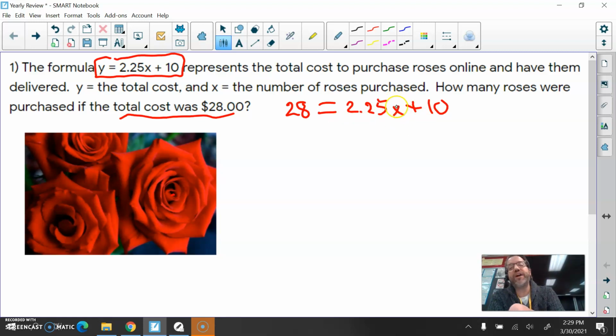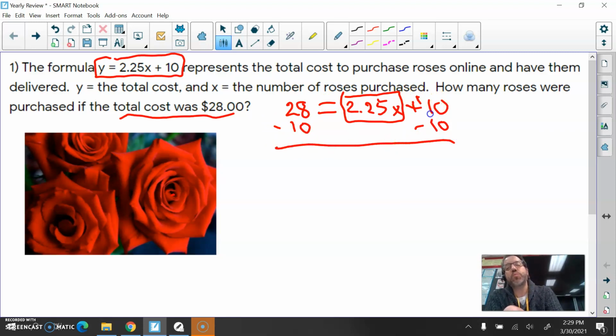We want to find out x, the number of roses. Let's get this part right here, 2.25x, to be by itself. I can get rid of the plus 10 if I subtract 10. That's the inverse operation. As long as I do the same thing on the other side of the equal sign, I'm allowed to do that. So this is gone. 28 minus 10 is 18. 18 equals 2.25x.